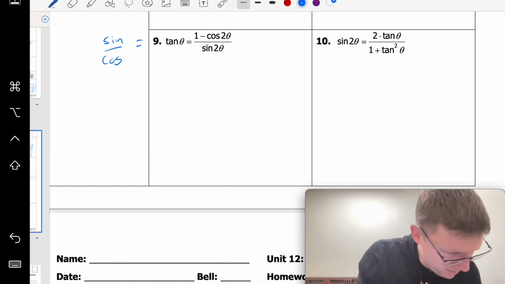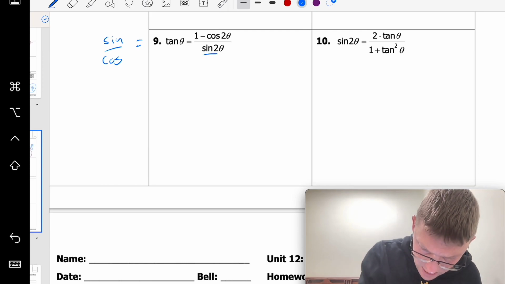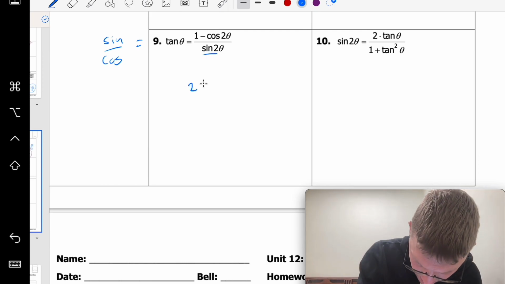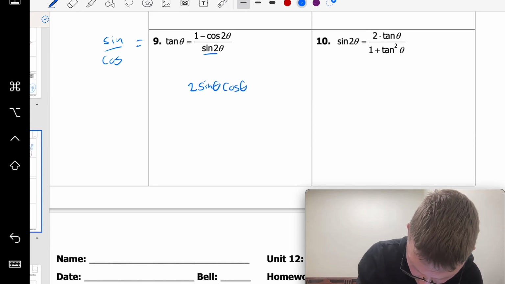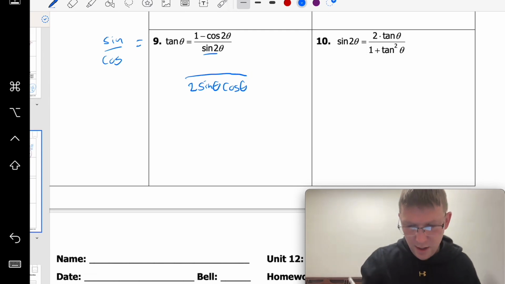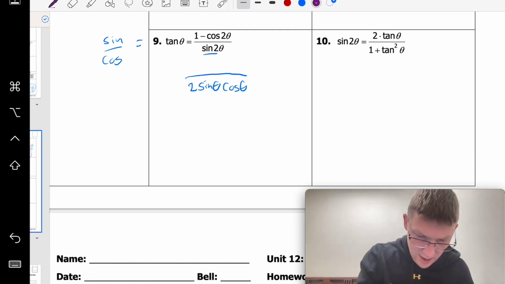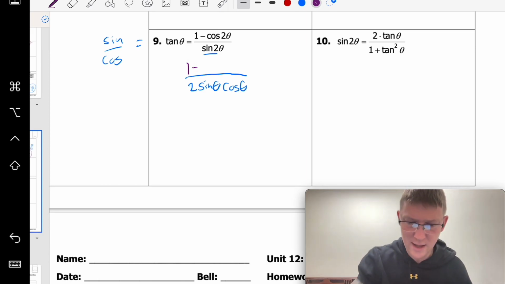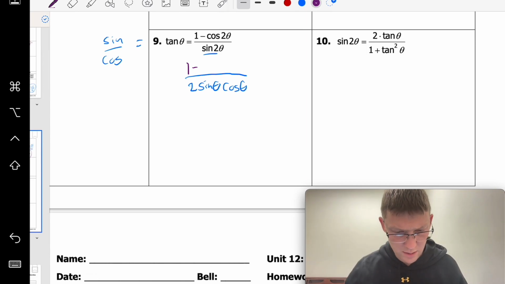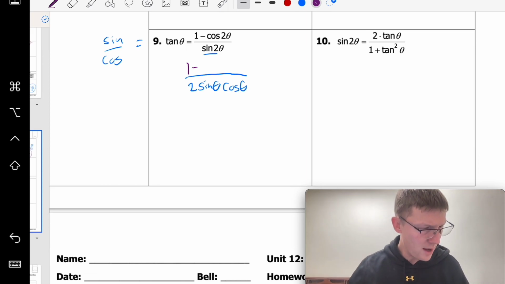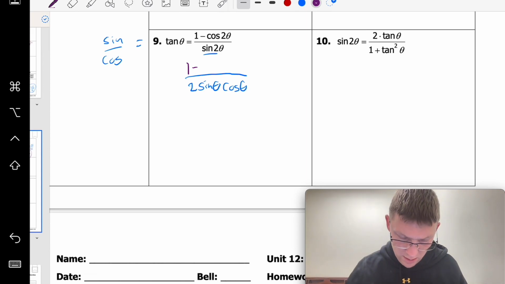So I'm going to start on the bottom here. So this sine of 2 theta is also equal to 2 sine of theta cosine of theta. And then let's look at the top. We've got this 1. I can't really do anything with that. Minus cosine of 2 theta. So I'm looking at my double angle for cosines. I've got cosine squared minus sine squared. That 1 kind of messes stuff up with that one. I've got 1 minus 2 sine squared.